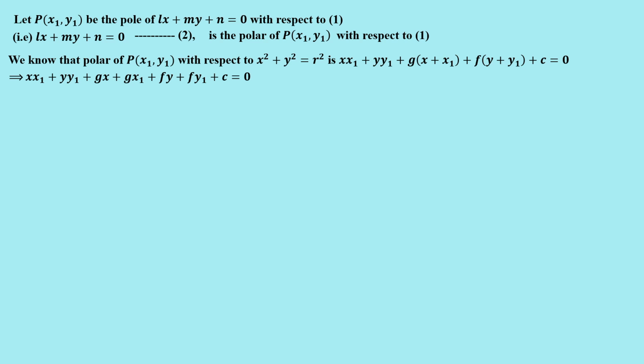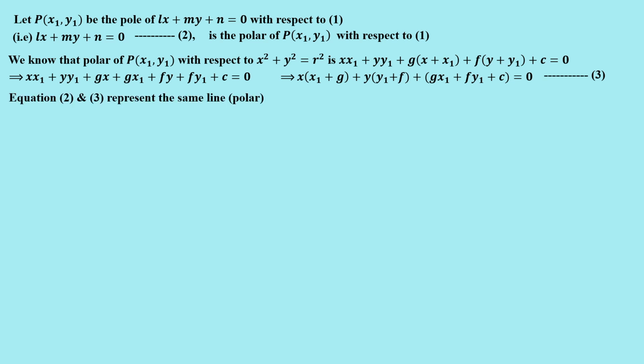So rearranging: x x1 plus y y1 plus gx plus gx1 plus fy plus fy1 plus c equal to 0. Grouping the x term, y term and constant term: x into (x1 plus g) plus y into (y1 plus f) plus gx1 plus fy1 plus c equal to 0, that is equation number 3. So equation 2 and 3 represent the same equation, that is the polar.